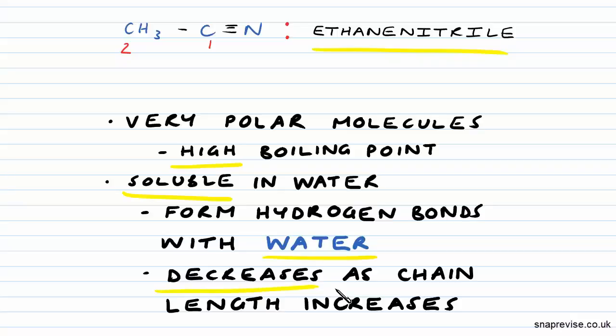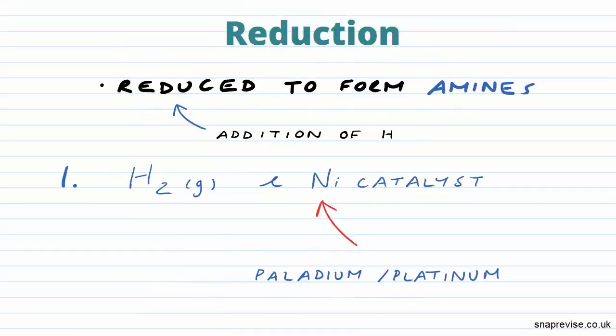So let's have a look at some of the reactions that our nitriles undergo. The first reaction we're going to look at is reduction. We're going to look at how nitriles can be reduced to form amines. Now, the term reduced can apply to a number of different things. We've met it plenty of times before when we were talking about electrons, and we know that reduction is the gain of electrons. Well, reduction can also be known as the addition of hydrogen, and that's what type of reduction we're going to look at today.